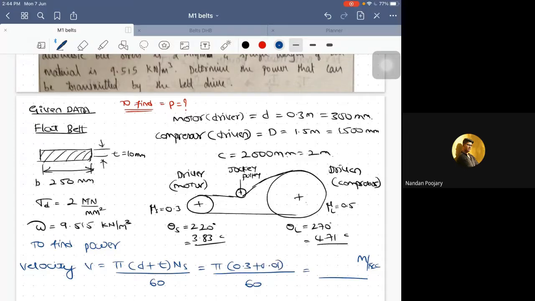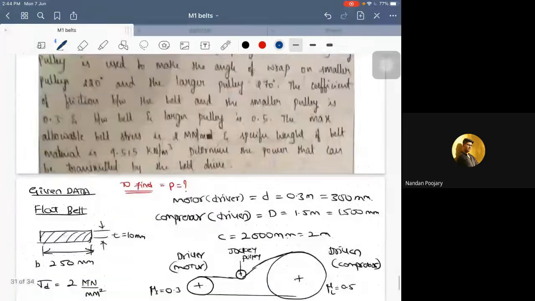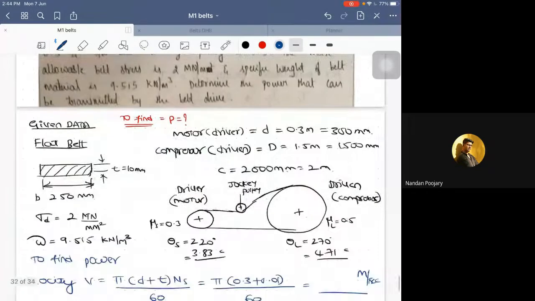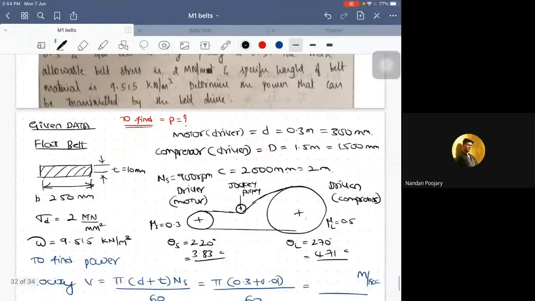Is the speed given? The speed of the driver is 900. So ns is 900 rpm, as given. I will take that value. What is the value of velocity?